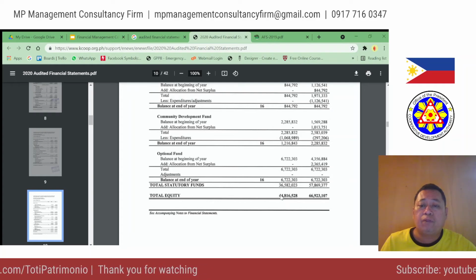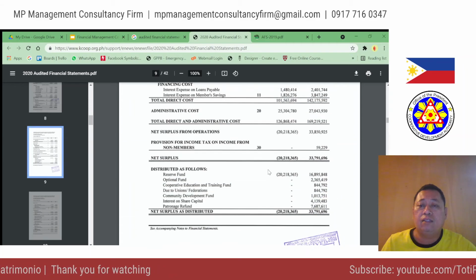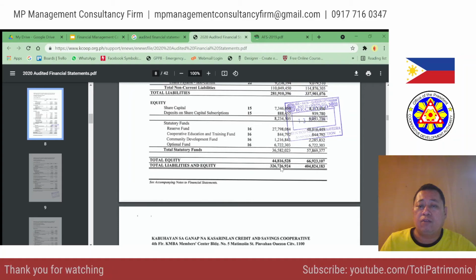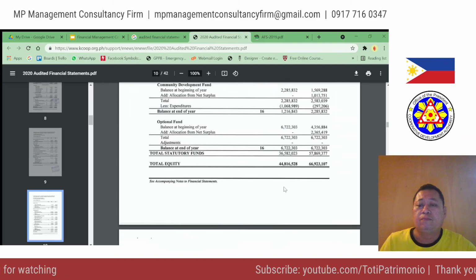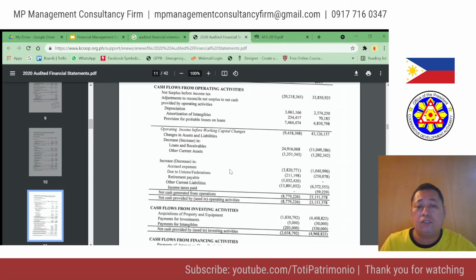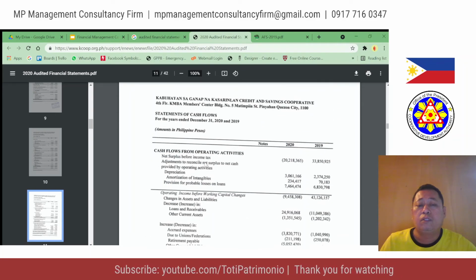This amount, 44,816,528, reconciles with the amount presented in the balance sheet total, 44,816,528. Okay, so we move now to the statement of cash flows: from operating activities, from investing activities, and from financing activities. In here, it is shown all the cash transactions of the cooperative.